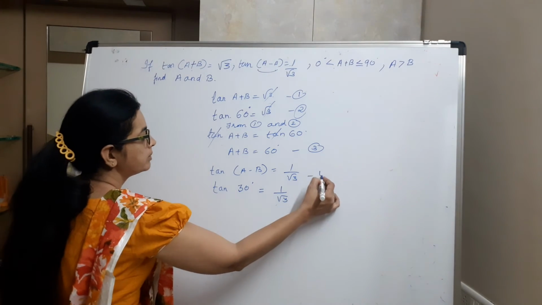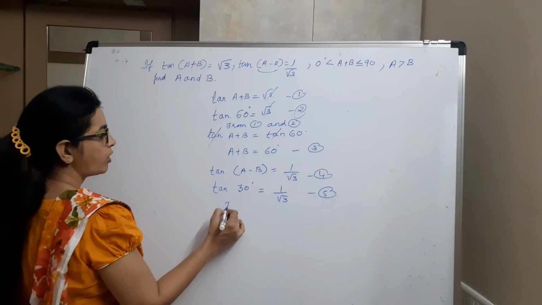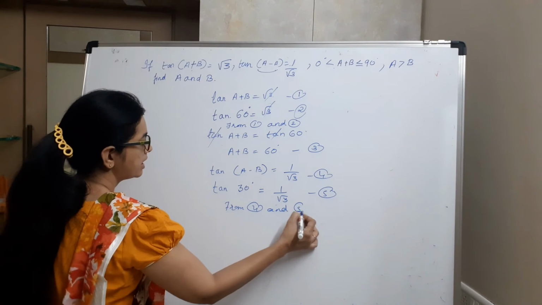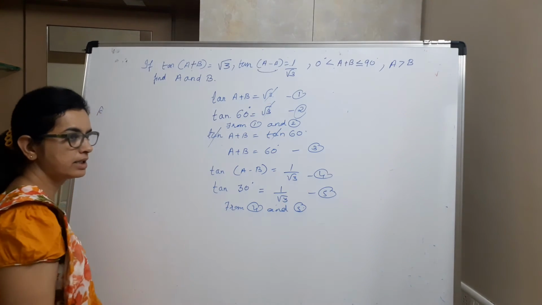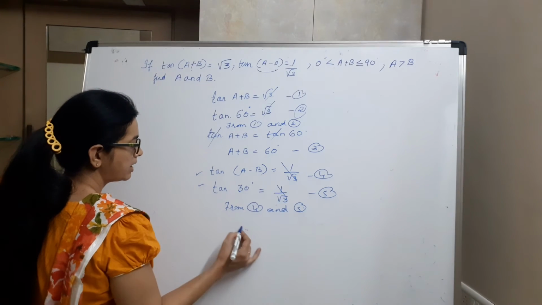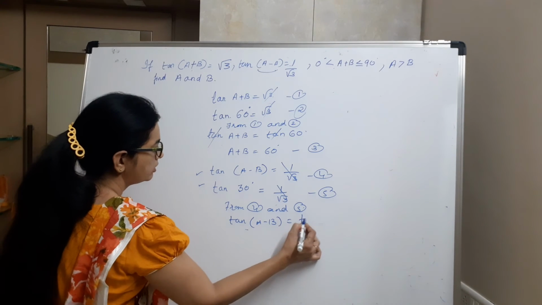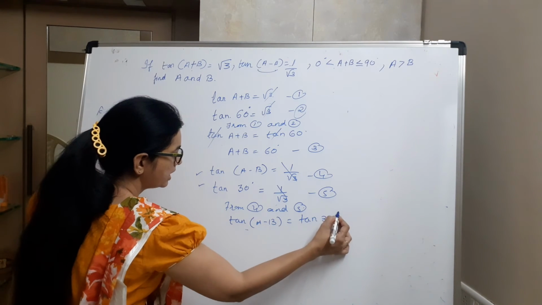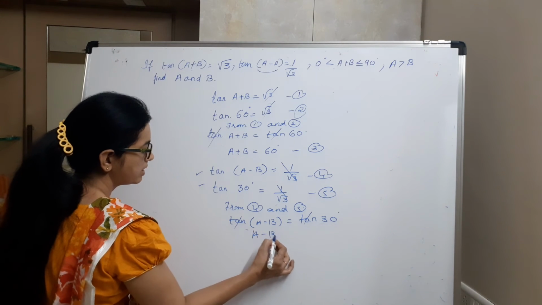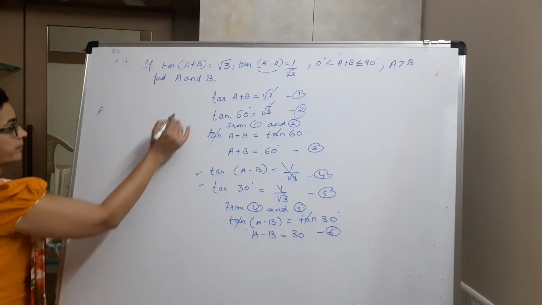Now, name it as 4 and 5. From 4 and 5, again the same condition, RHS is equal. So, let us take the LHS equal and eliminate the RHS. We get tan(a - b) is equal to tan 30 degree. Eliminate tan, you get a - b is equal to 30 degree. Let it be equation 6.